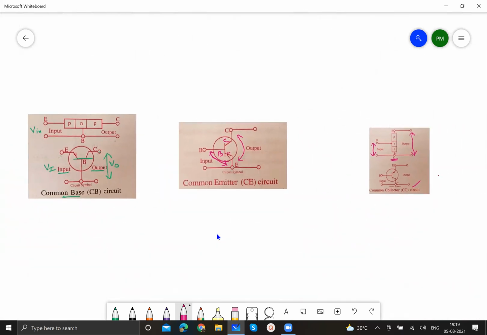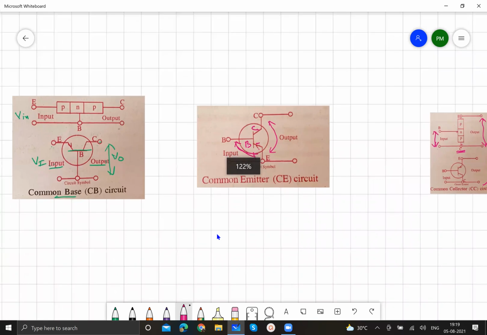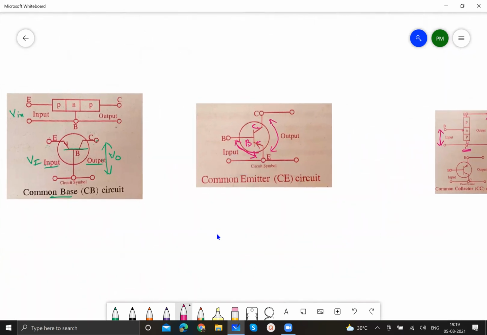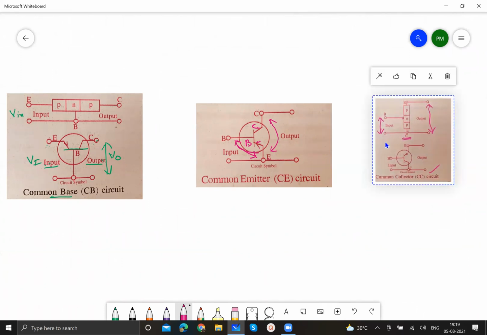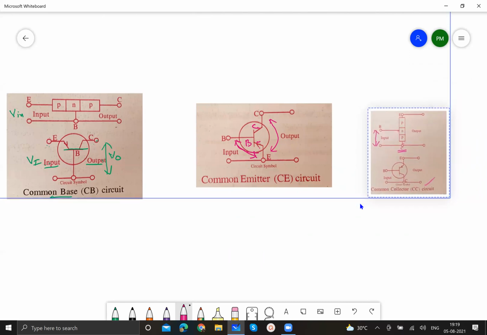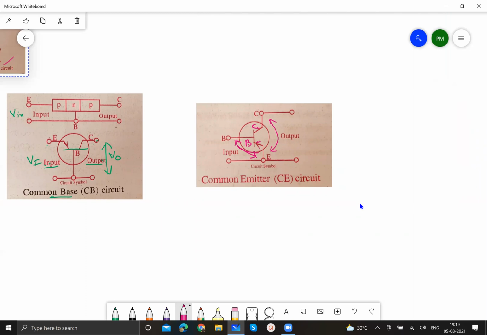If you want to note down, you can note down. Make it fast. Don't waste much time on the diagrams because there are many concepts to be done.